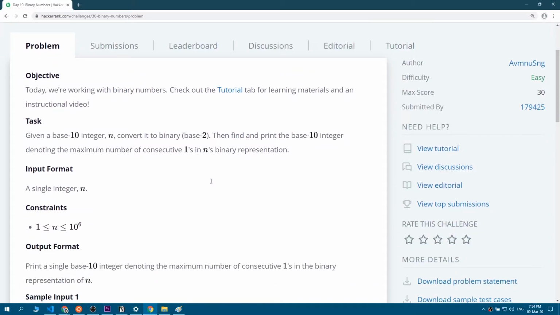Alright. So the task is we will be given a base 10 integer, which means the normal numbers, and it will be called n. We will convert it to binary, or what's also called base 2. I will explain this in a moment. Then find and print the base 10 integer, denoting the maximum number of consecutive ones in n's binary representation.